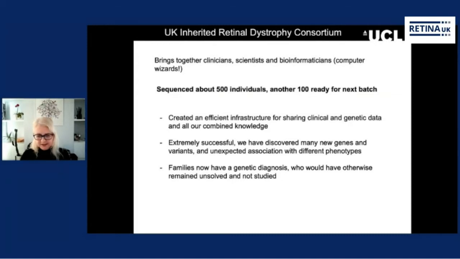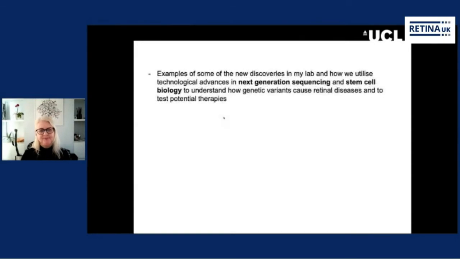This has been very, very successful. We've discovered many new genes, different variants that we weren't expecting, and also unexpected association of a gene with a phenotype. So this goes directly back into the clinic and the diagnostic pipelines. So many, many families now have a genetic diagnosis by coming through this UK Inherited Retinal Dystrophy Consortium, who otherwise would never have been solved, and they probably would never have been studied. So it's an incredibly valuable approach to have a consortium around the UK that can then inform diagnostics.